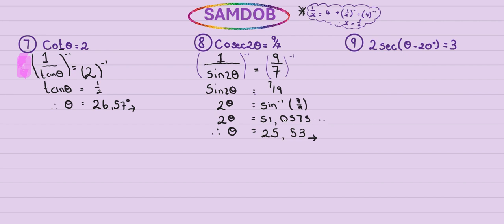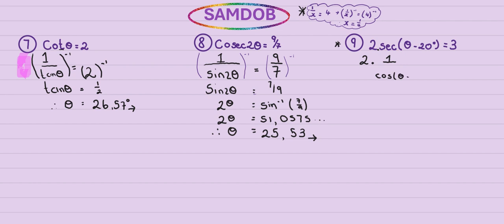Now our last example here is 2 sec theta minus 20, and this is now, I would say, maybe the most difficult example of the bunch that we've done. So we need to be careful here. We are saying 2 multiplied by sec of theta minus 20. So that 2 is like a coefficient, and it's the coefficient of 1 over cosine. Okay, so please be very careful with this one.